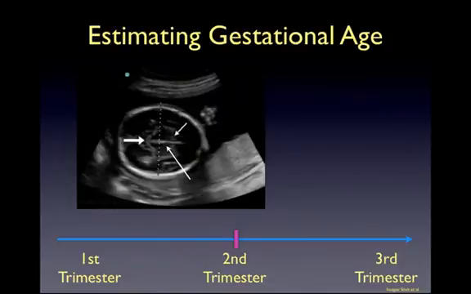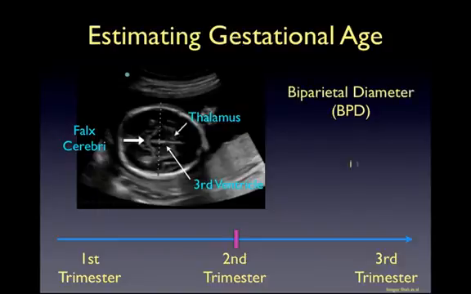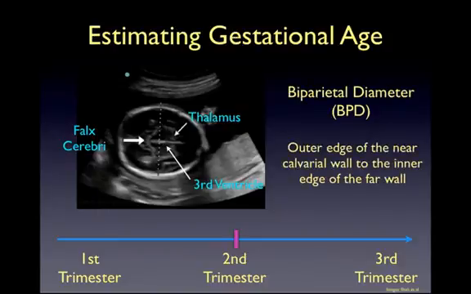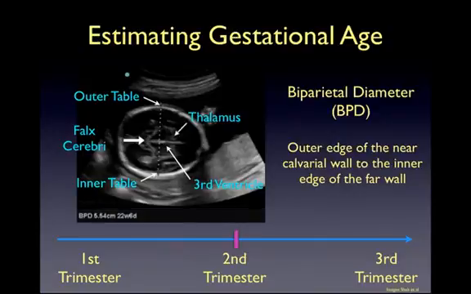In the second trimester, the best estimate of gestational age can be made by measuring the biparietal diameter at the level of the third ventricle. In this sonographic image, the falx cerebri, thalamus, and third ventricle are labeled. When measuring the biparietal diameter, it is important to measure the outer edge of the near calvaria wall to the inner edge of the far wall.